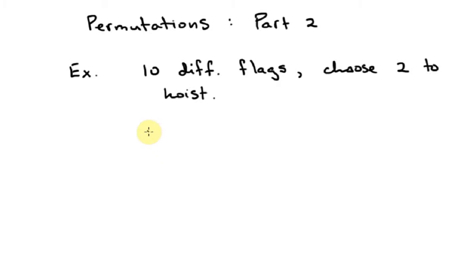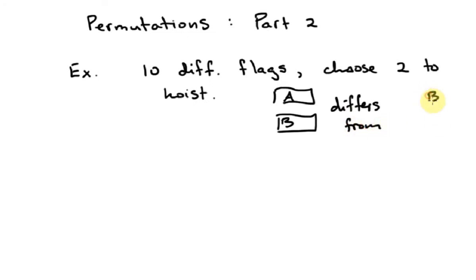I'm starting off with an example where we have 10 different flags and we're going to choose 2 of them to hoist up. In this example we have to understand that if we had a flag A over a flag B, we consider that to be different from having a flag B on top and a flag A underneath. That is an important thing to understand. Again, order matters here.